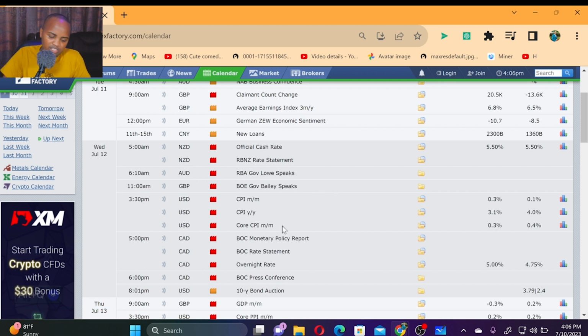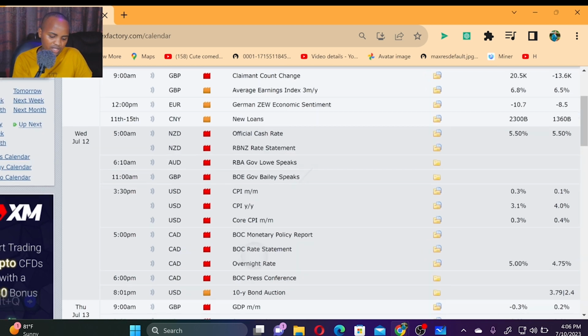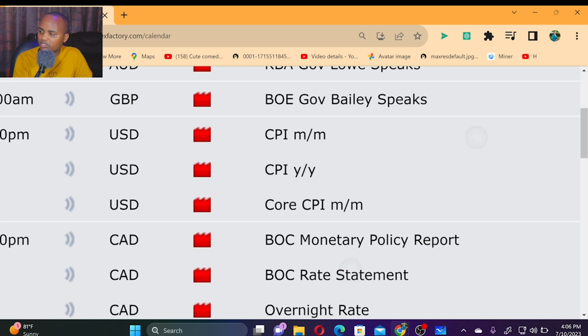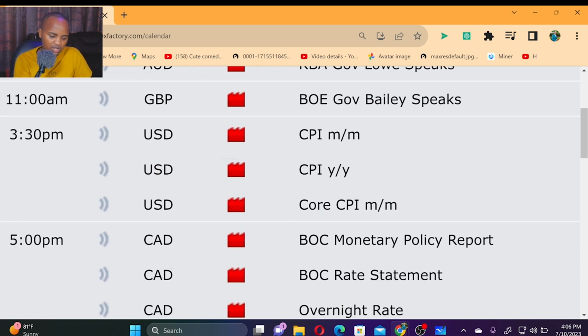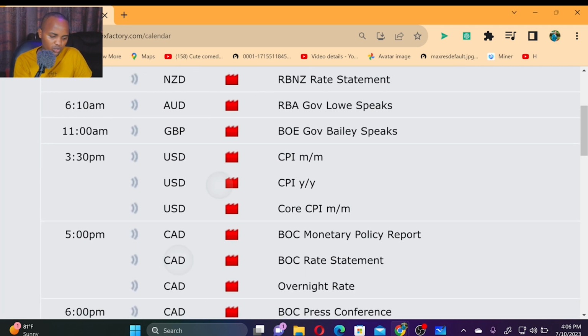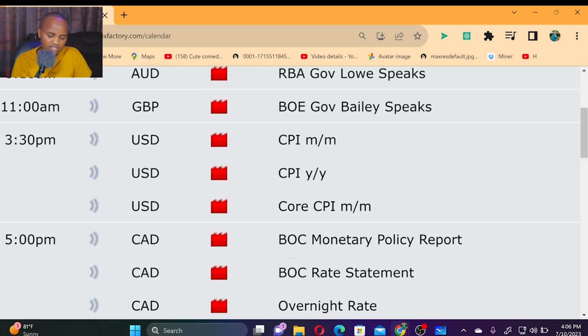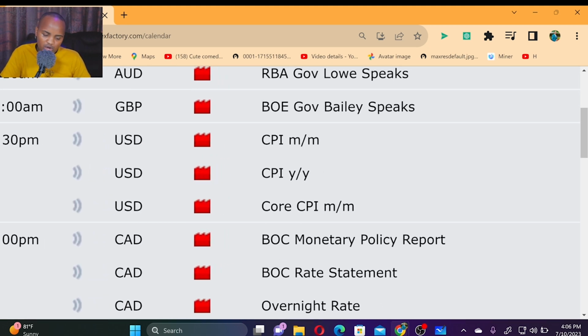So we have the CPI MM. CPI MM, as you can see, let me expand this. We have this at 3:30 on Wednesday, we have these three of them. CPI MM means CPI data compared month to month. So if something was at a certain price last month, then they have to compare it with this month to see how things have been performing.